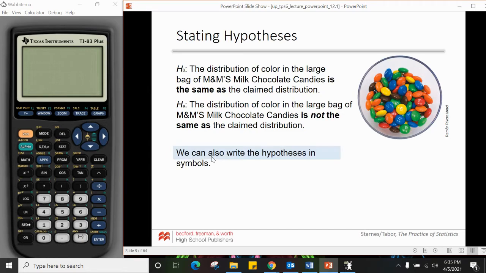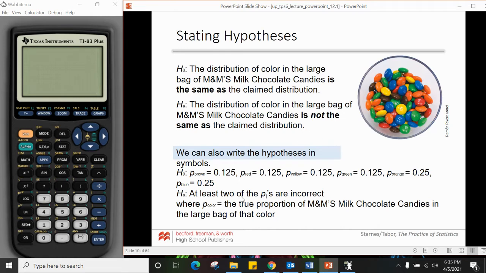So we can also write the hypotheses in symbols. You could write whatever the given ones were: the probability of brown was 12.5%, red, yellow, and green were all 12.5%, and orange and blue were 0.25. Then the alternative here is that at least two of the expected probabilities are incorrect. And this is a really important part: all six of them don't have to be incorrect. You really only need one probability to be wrong. But if one probability was wrong, then two would have to be wrong.